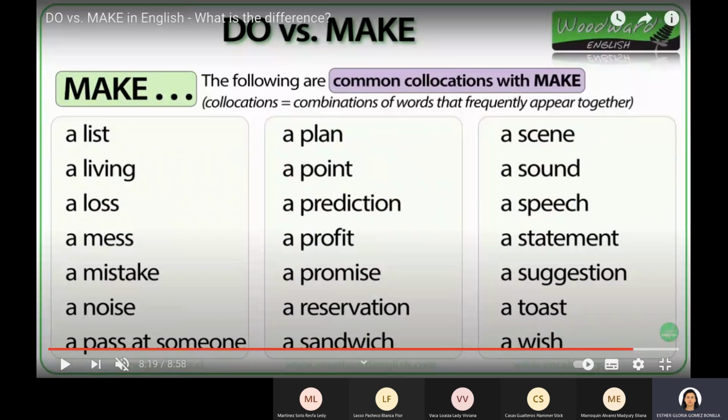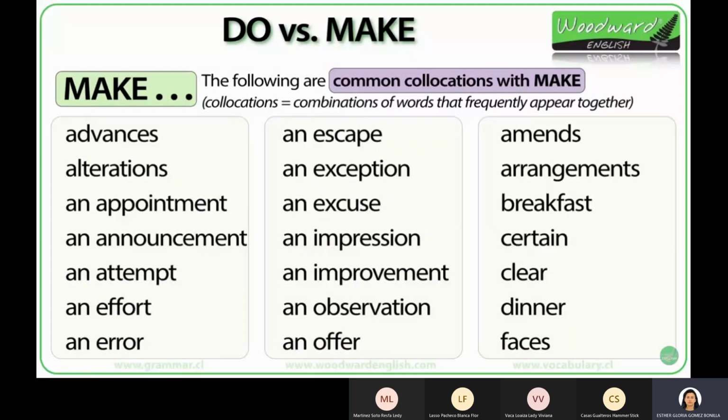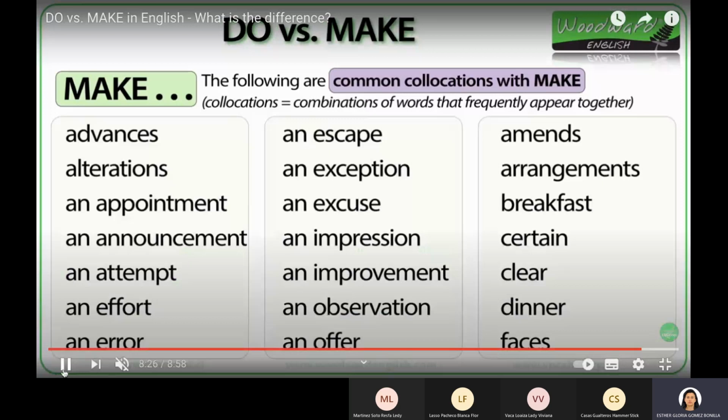Make a speech, para decir hacer un discurso. Make a statement. Make a suggestion. Make a toast. And make a wish, para decir hacer un deseo. Entonces, make a wish, not do a wish. And make a toast, para decir hacer un brindis. And here you have more examples with make.